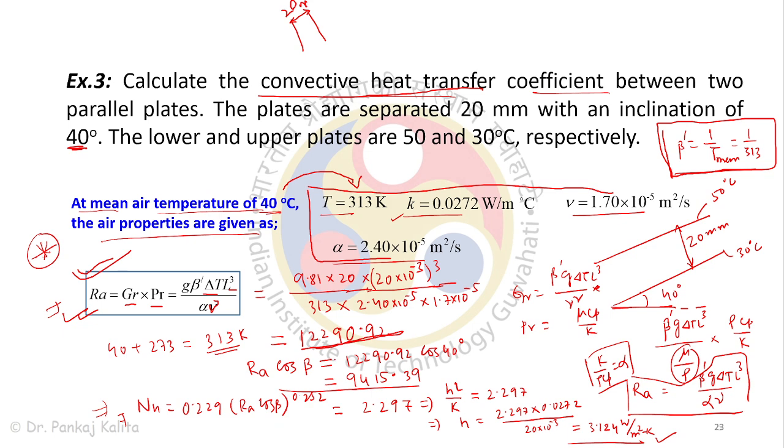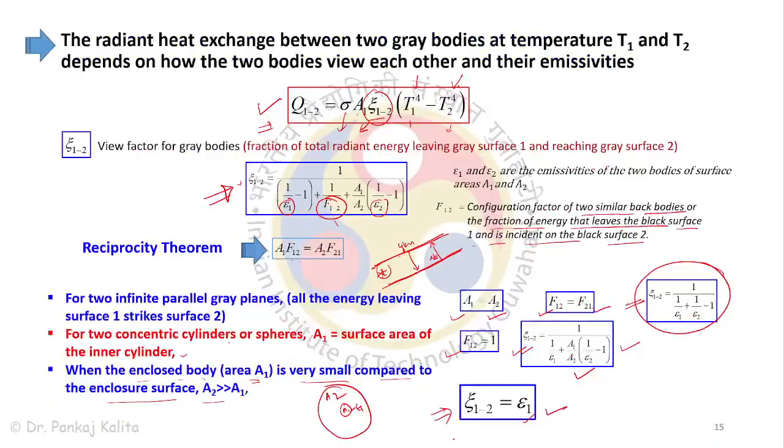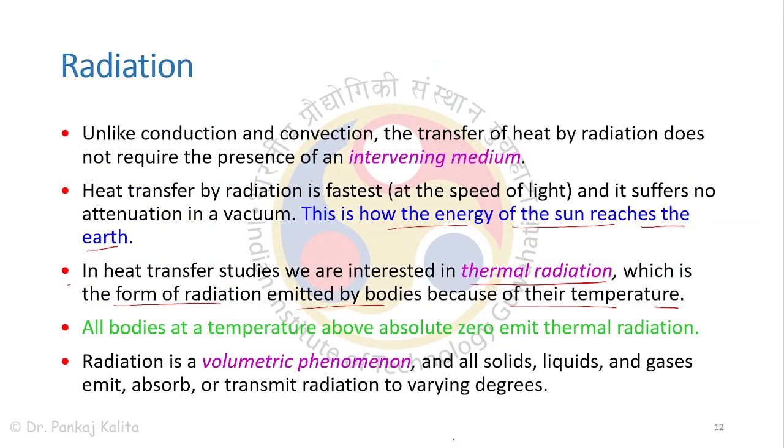So you can put all these values into the equation and equate it to hL by k. You know the L value, you know the k value, so you can calculate the h value. So I hope it's clear how to calculate the heat transfer coefficient for different modes, convection and conduction. Now one part is left, which is radiation, right?